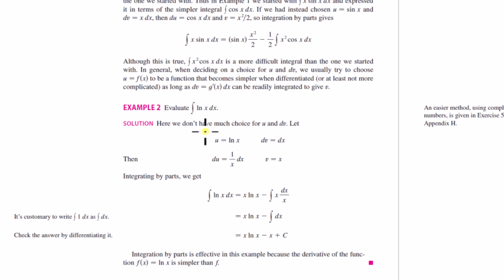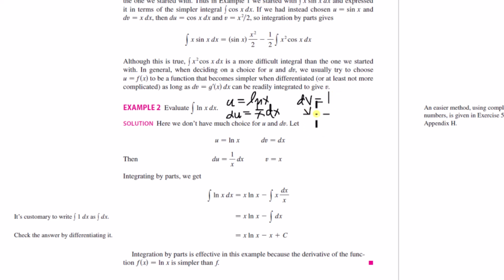And then they're saying we don't have much of a choice because, well, how could we choose for dv to be the natural log of x? We don't even know that, that's what we're trying to solve for. So we have no choice. We have to choose u is equal to the natural log of x. But even for another problem, if I see the natural log of x, I think that's an easy derivative. du is equal to 1 over x dx. It's an easy derivative and it gets rid of the natural log.